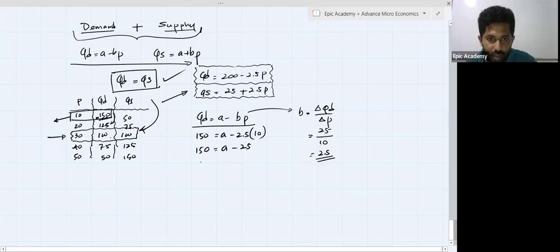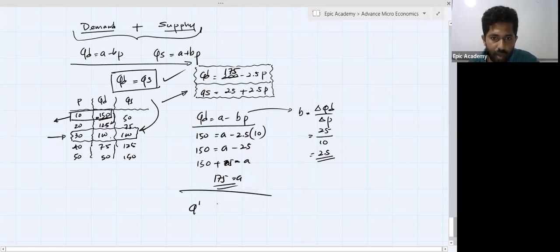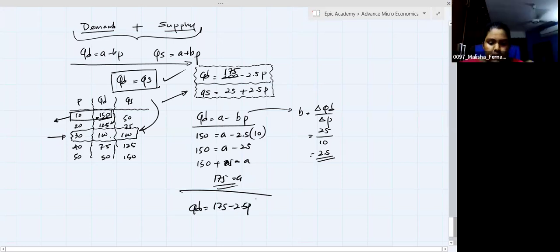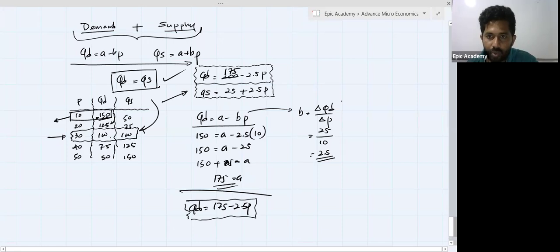Okay. So then minus 25, and here we have 150. We can add it: plus 25 equals A. So then 175 equals A. Right? Then the equation is QD equals 175 minus 2.5P. Right?